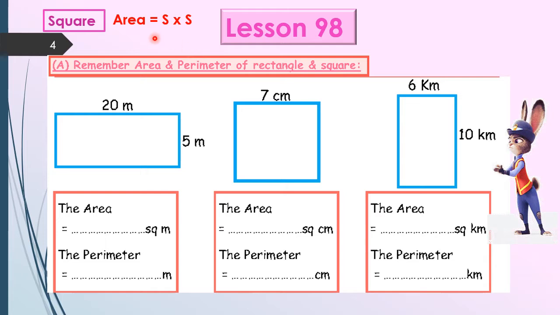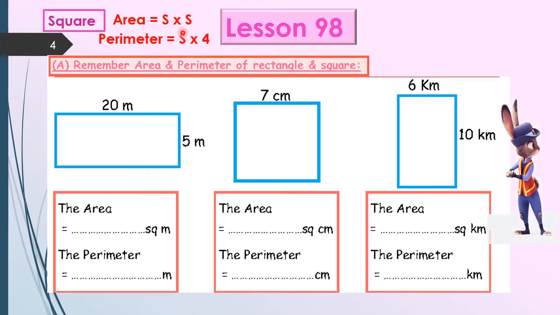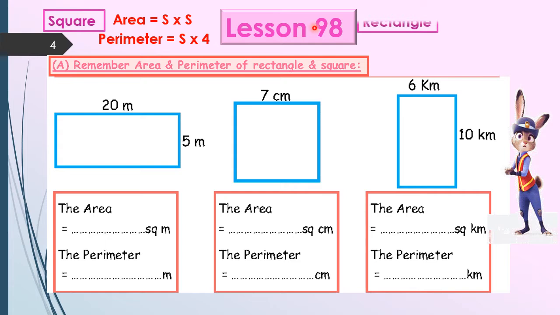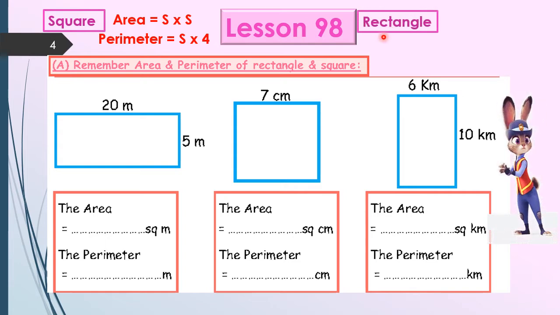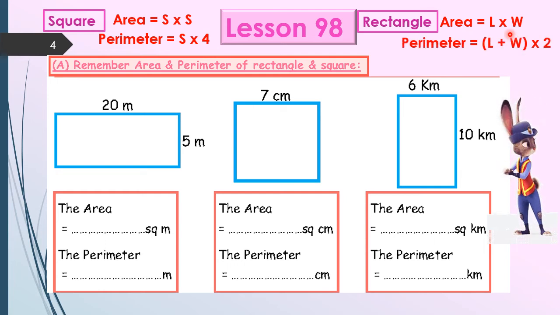Square: area will be side by side, and its perimeter will be side by 4. Let's take a note about rectangle. Area is length by width, and our perimeter will be length plus width by 2. Now let's go to solve some problems.